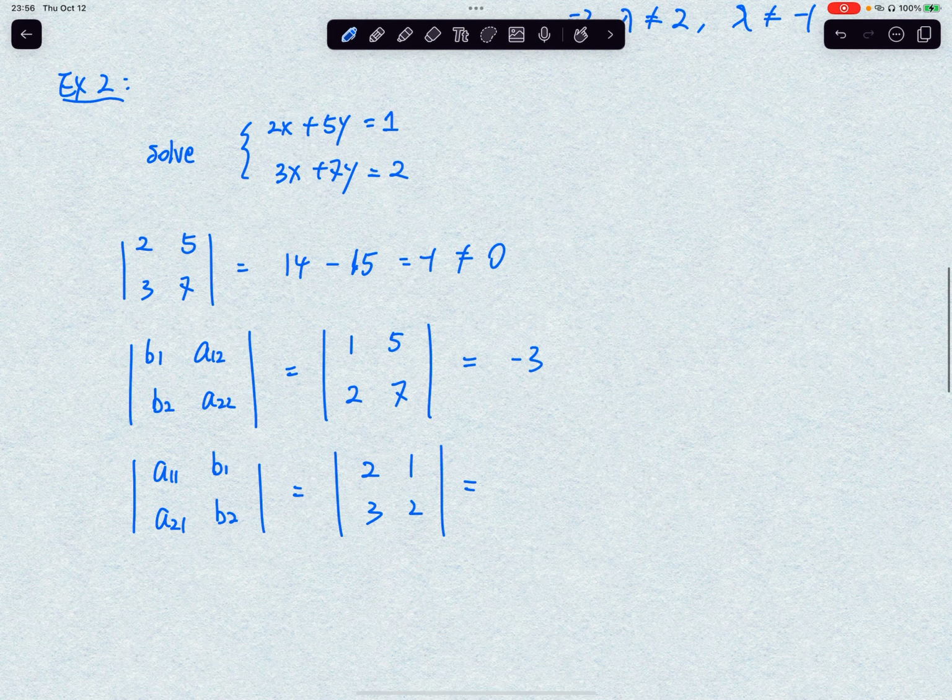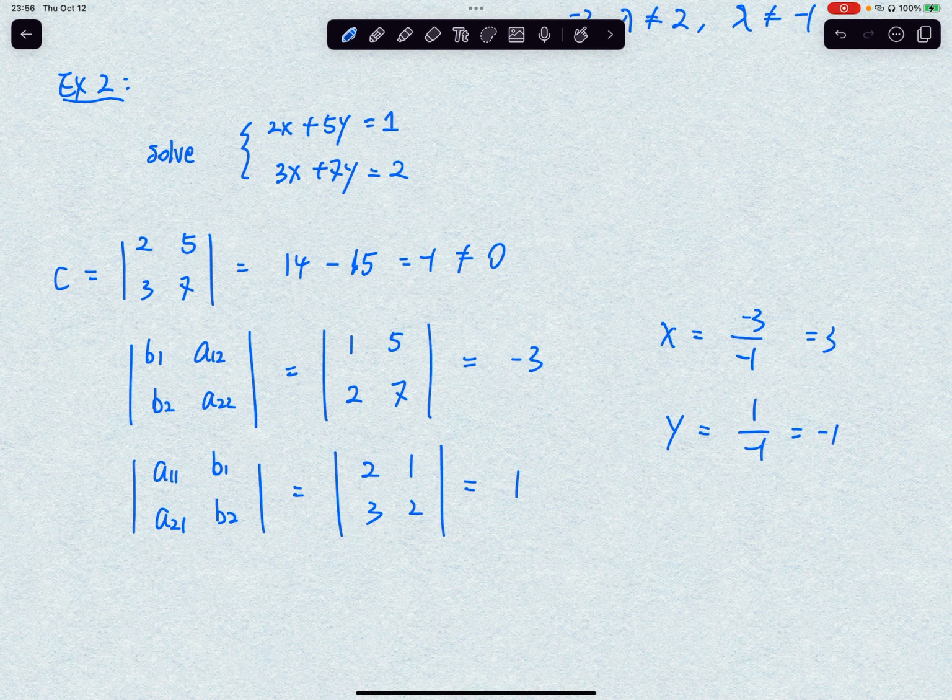So this guy is 4 minus 3, which is 1. So therefore, since our C equals this guy, the first solution is minus 1, minus 3 over minus 1. That is x, since we are calculating x and y. So that is 3. And for y, it is 1 over minus 1, which is minus 1.